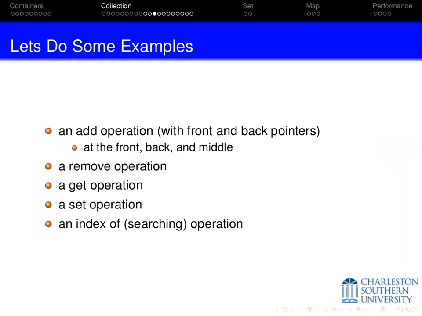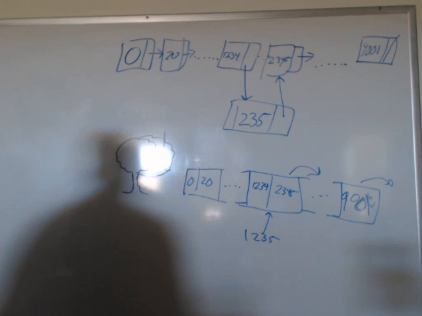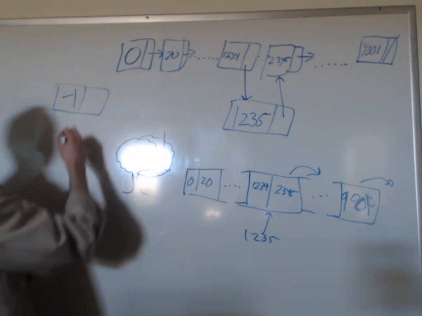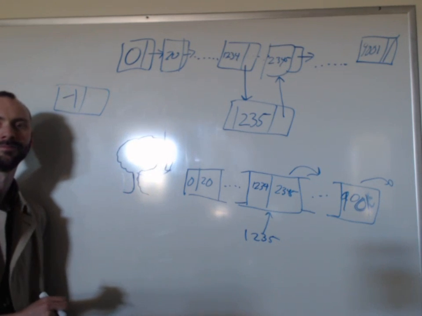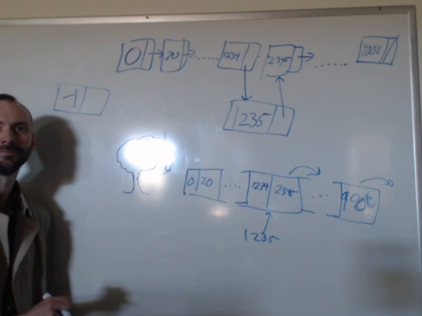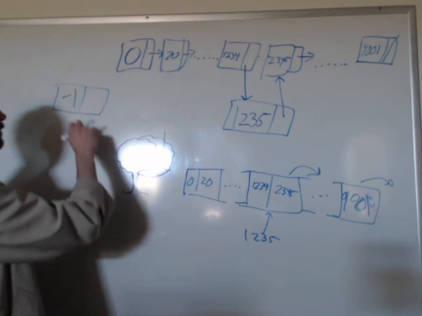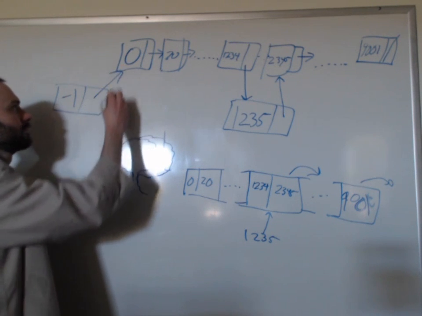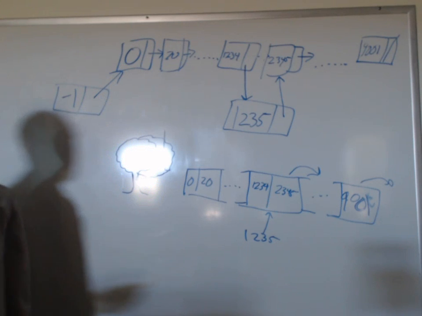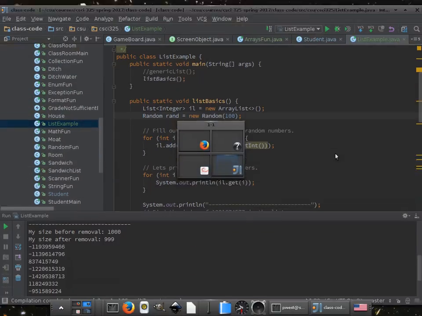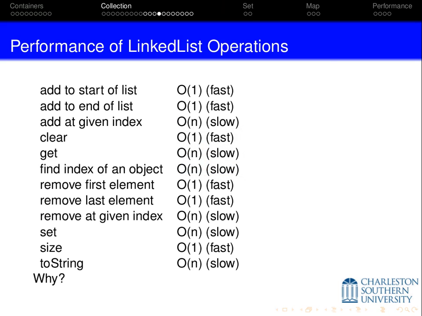Add operation, remove, get, set, index of. Okay. So, if I'm on this guy and I want to add -1, what do I need to do? Draw an arrow from here to 0. Am I done? Right. So adding to the front of a linked list is easy. It's fast. How about adding to the end of a list?